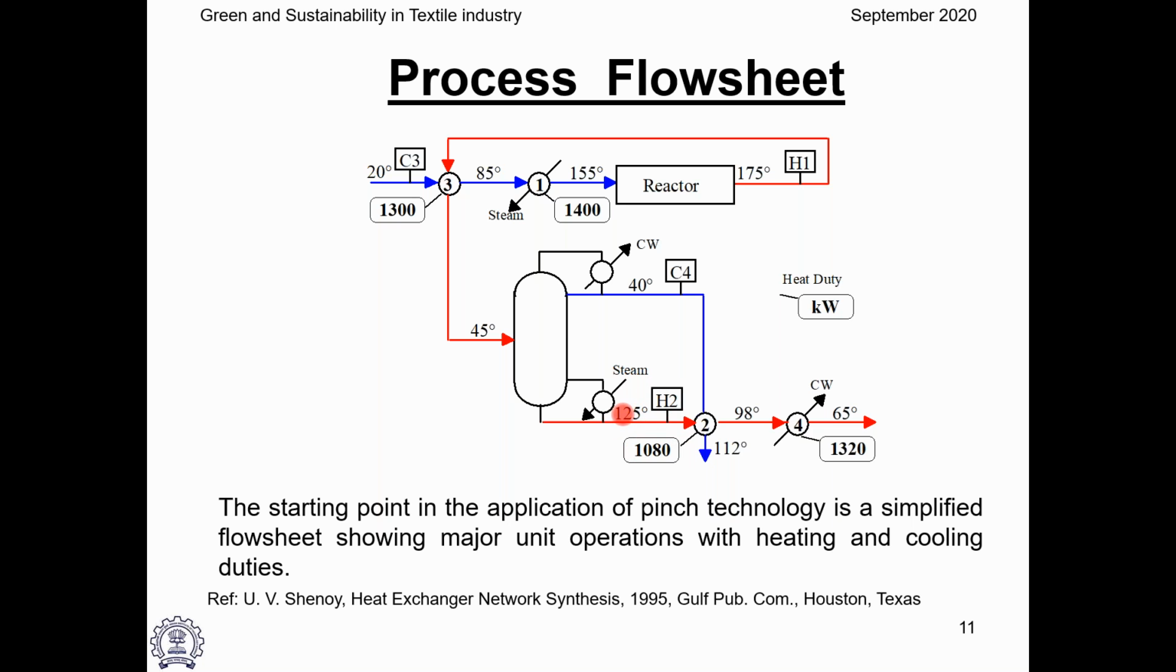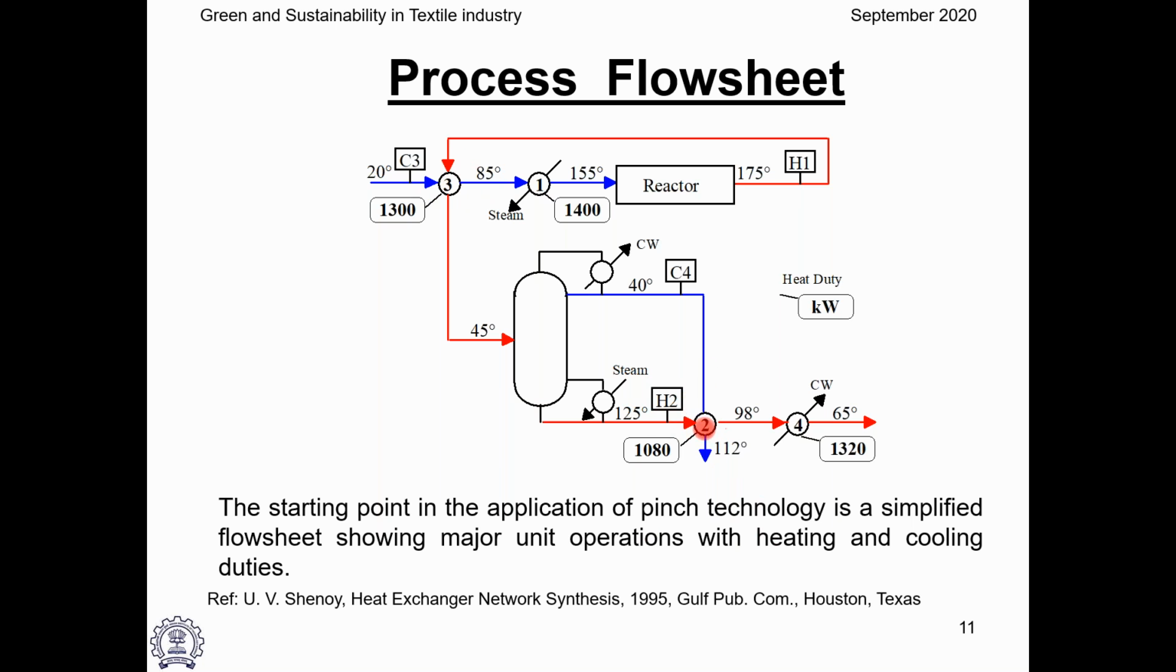And H2 starts from 125 and goes to 65. It has two heat exchangers associated: one is 1080, another is 1320. Total is 2400 kilowatt of heat. Okay, now this one already has some heat exchangers exchanging heat between H1 and C3, and also H2 and C4.